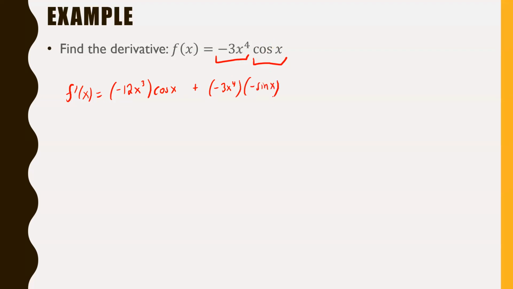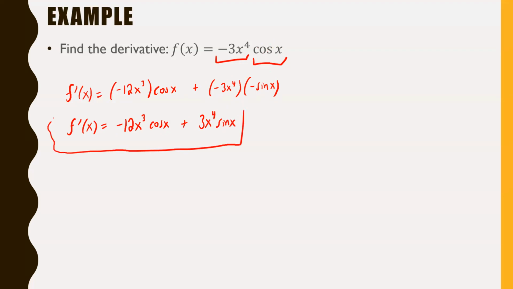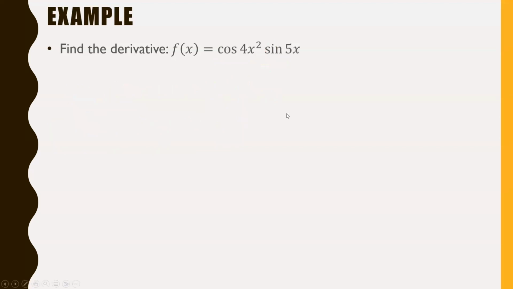So when I mentioned a second ago that there's not really too much simplifying you can do here, really the only thing I think we could do is take care of this double negative going on here. So I would rewrite this as f prime x equals negative 12x to the power of 3 times cosine x. And then because it's plus negative negative, that just becomes plus positive 3x to the power of 4 sine x. So that right there, I would say, would be the simplest form of that derivative. Anyway, let's give the next one a try.